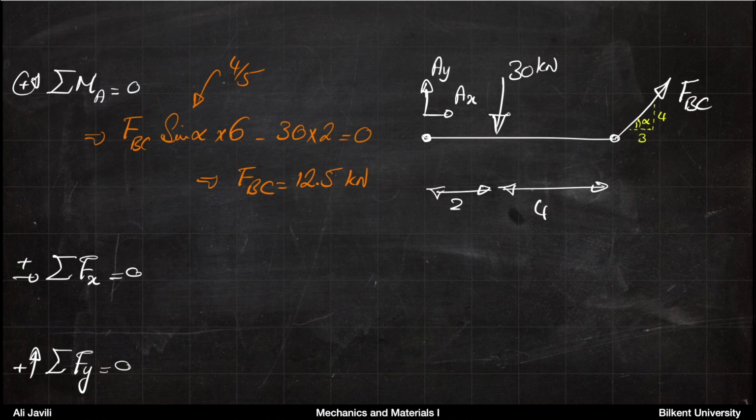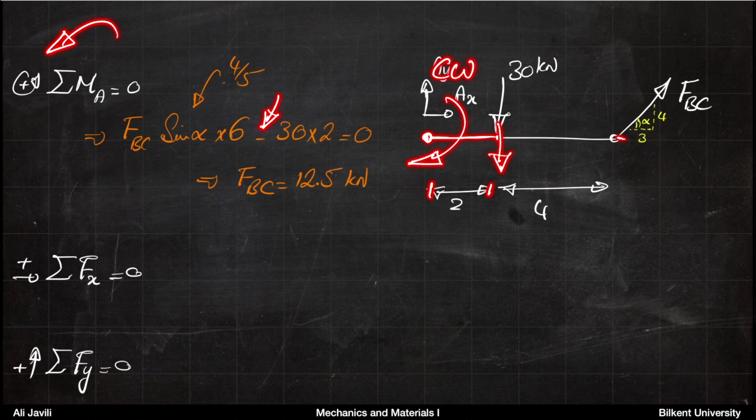So if you write the equilibrium for moments with respect to point A, you can see that with respect to point A, the force 30 Newton is at the distance 2, and it's downward, so it wants to cause a rotation that is clockwise, but we have assumed that counterclockwise is the plus direction, so it comes with a minus sign.